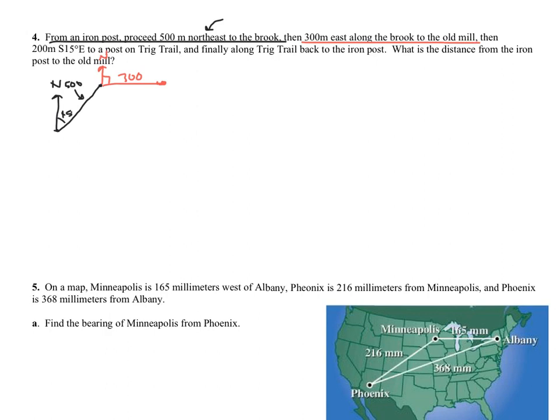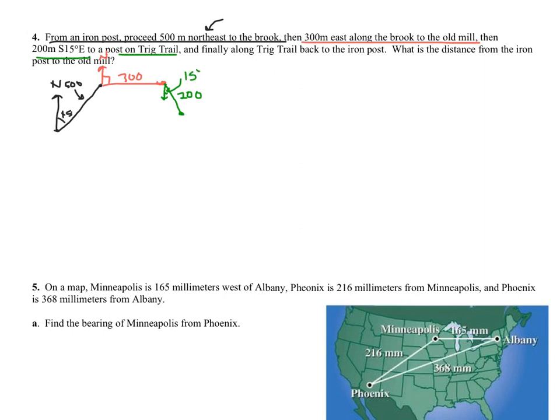Then we go 200 meters south 15 degrees east to a post on Trig Trail. That means if I draw a south instead of a north, we're only going to go 15 degrees east. So that's just a teeny tiny amount for 200 meters. So that's also a smaller segment. Getting to that point on Trig Trail, here's 200 meters, and that angle on the inside is 15 degrees.